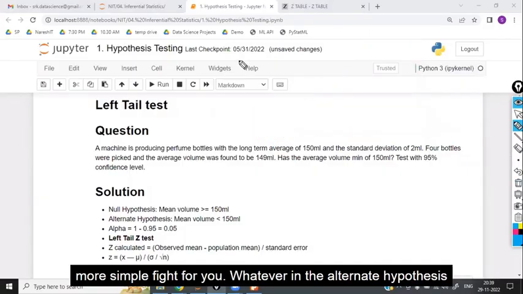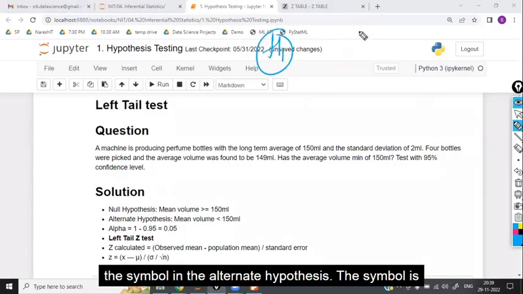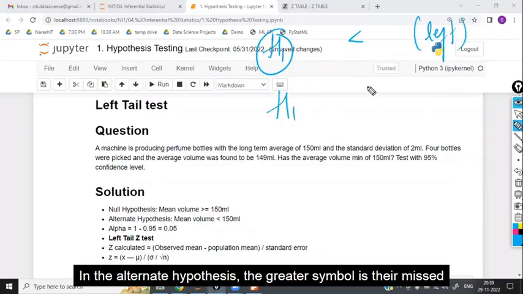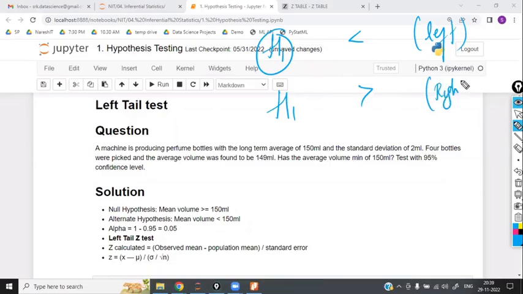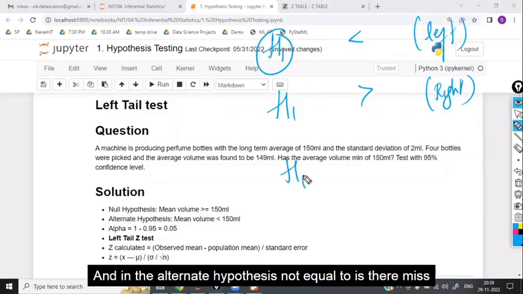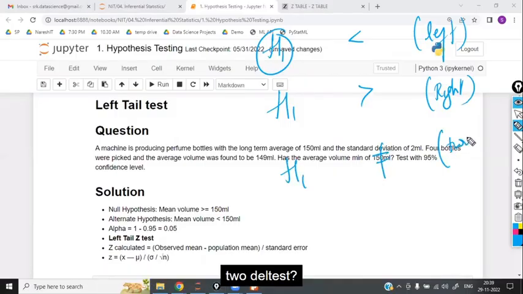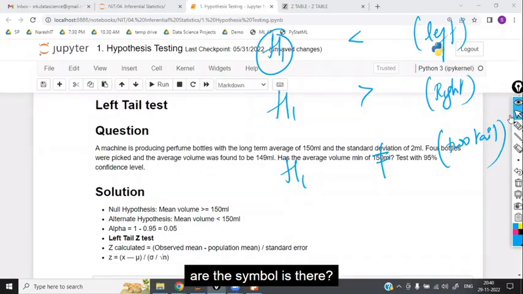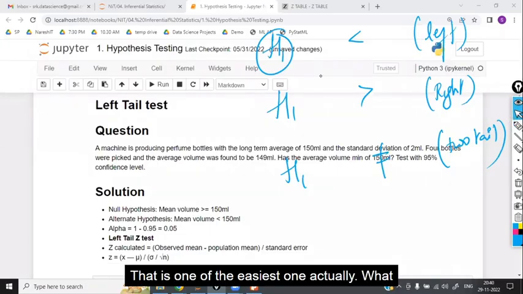To be more simplified for you, look at the symbol in the alternate hypothesis. If it is less than, means left tail test. In the alternate hypothesis, if the greater than symbol is there, means right tail test. And in the alternate hypothesis, if not equal to is there, means two tail test. Two sides rejection will be there, that side and this side. Just check whatever symbol is there in your alternate hypothesis. That is one of the easiest ways.